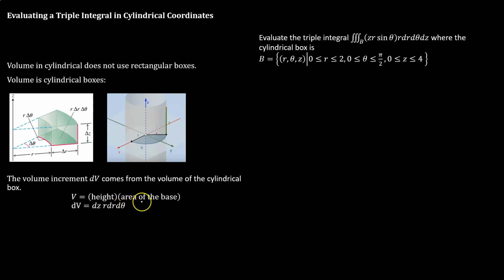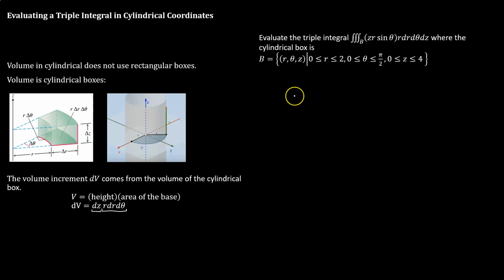We know the area of the base. We did that when we learned about the polar double integrals. We said that the area of that polar rectangle was r dr d theta. And so adding in the height differential, we will always use dz, r dr d theta for our volume increment in cylindrical coordinates. So let's set up a triple integral and see how similar they are, integration in cylindrical coordinates versus rectangular.